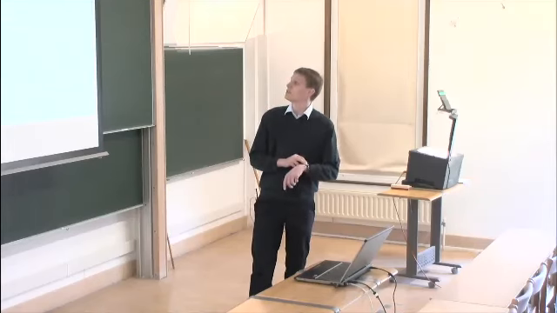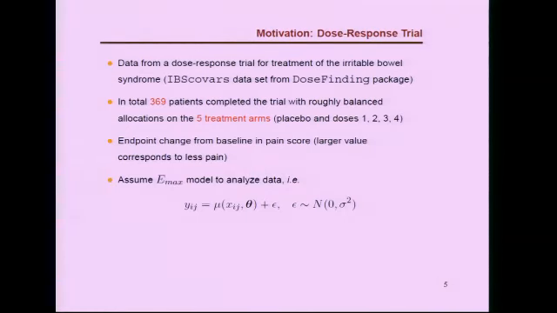So this is the first motivation. The second one is using a data set. This is a data set from the DoseFinding package, a dose response trial for 369 patients and 5 treatment arms, so placebo and 4 active doses. The endpoint was a change from baseline in a pain score, so larger values correspond to less pain. And assume that we use an Emax model to analyze the data. So we have a homoscedastic normal distribution, and the mean is given by an Emax model, so a fairly simple situation.